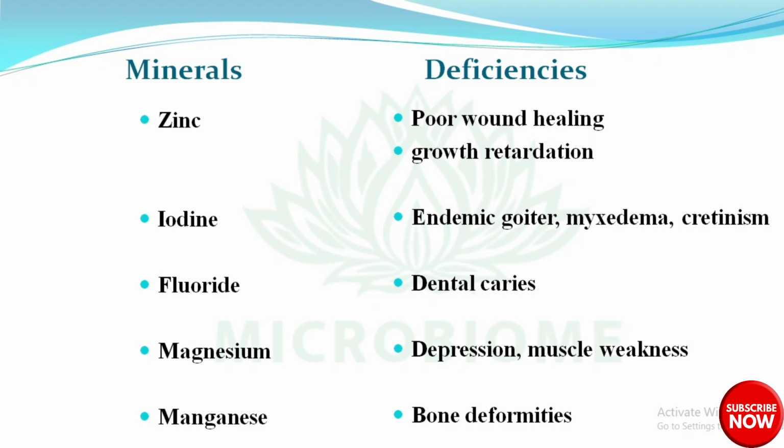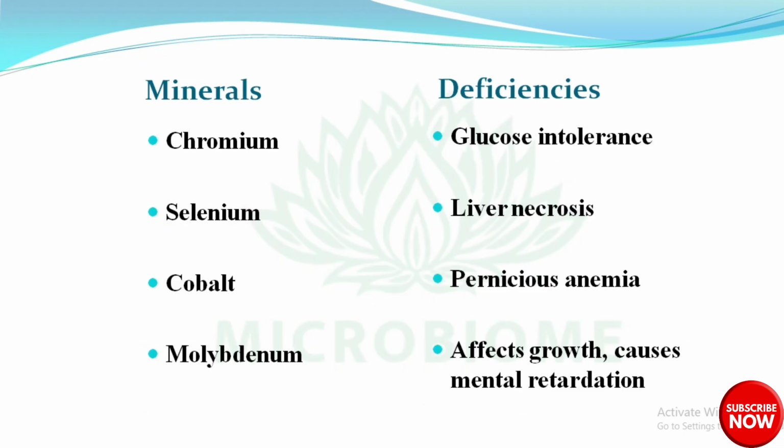For iodine, endemic goiter, myxedema, cretinism. For fluoride, dental caries. Magnesium, depression and muscle weakness. And manganese, the deficiency is bone deformities. And next, chromium, glucose intolerance. Selenium, liver necrosis. Cobalt, pernicious anemia. And molybdenum, the deficiency affects growth and causes mental retardation.